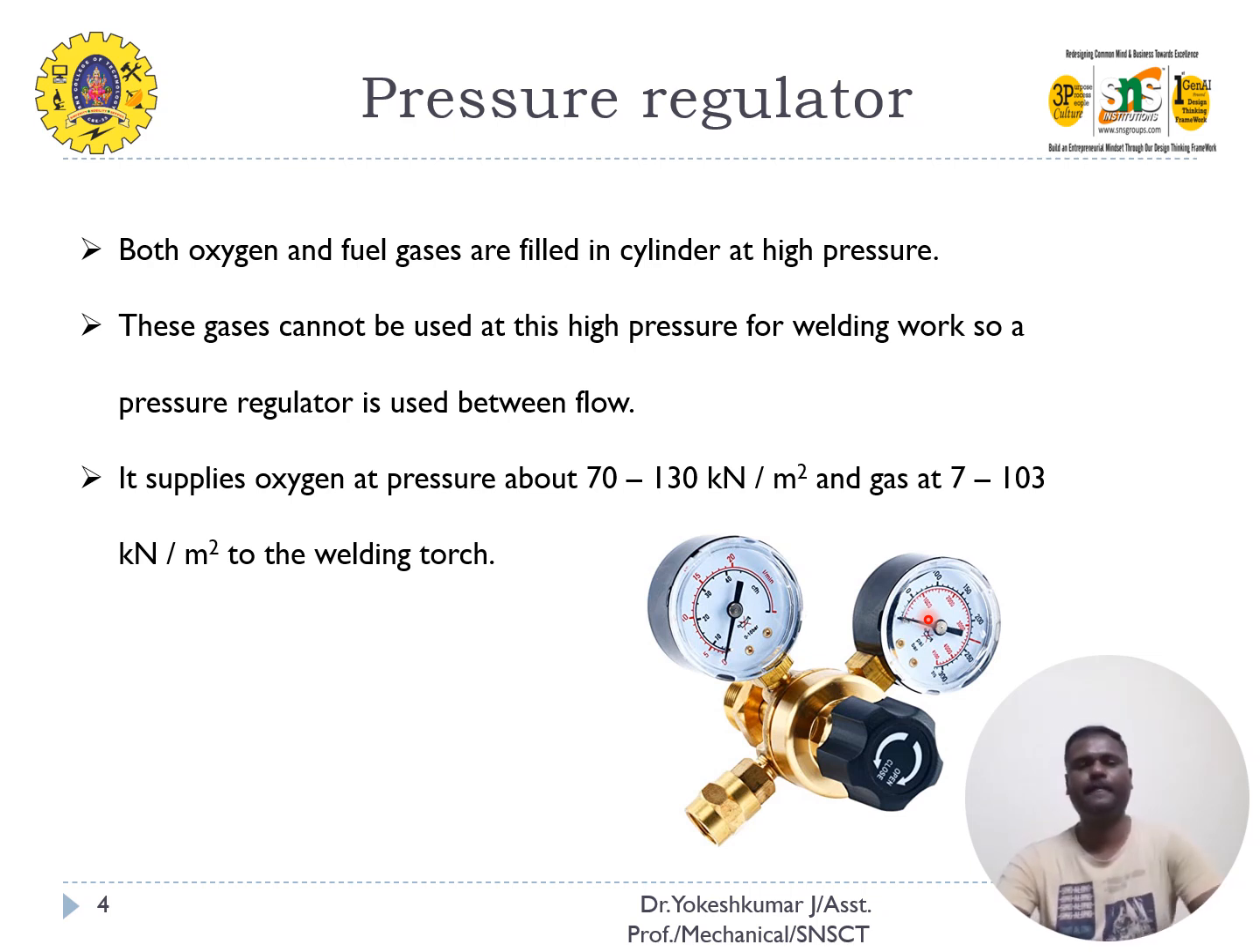Usually both the gases are stored in the cylinder at very high pressure. If these gases are expanded at the same pressure, it leads to an accident. So we have to reduce the pressure of both the gases. By means of this regulator, we can regulate the flow of both the gases. Usually the oxygen is supplied at a pressure of 70 to 130 kilonewton per meter square, and the fuel gas is supplied at a pressure of 7 to 103 kilonewton per meter square in the welding torch.